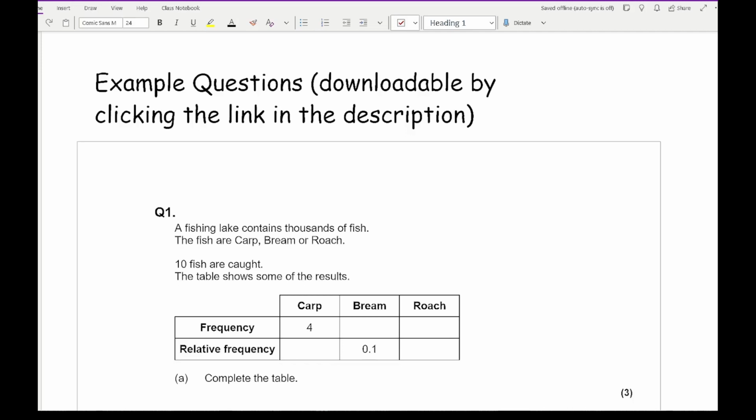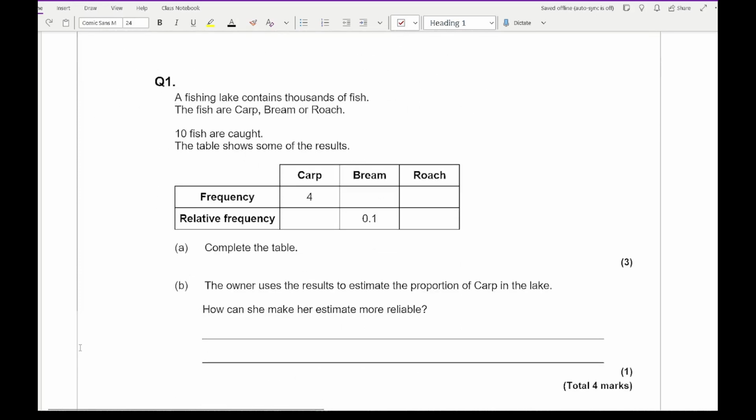So looking at question 1, it says that a fishing lake contains thousands of fish. The fish are either carp, bream or roach. 10 fish are caught. The table shows some of the results. And here we've got the frequency and we've got the relative frequency. And what this question is asking us to do for part A is to complete the table.